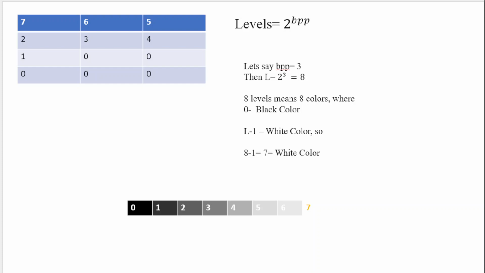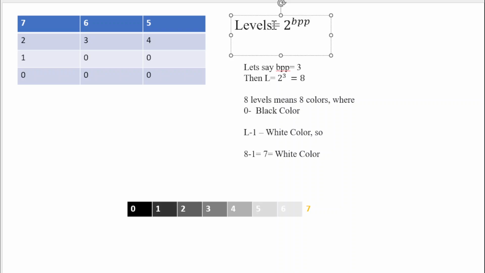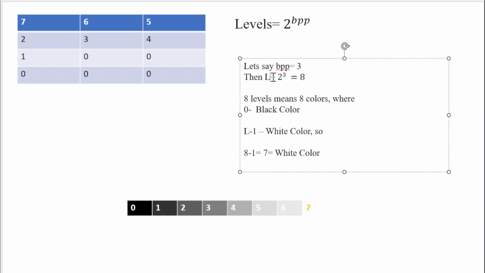So, in this case, it is given that BPP is 3. If 3 bits per pixel are going to represent the image, the number of levels, meaning the number of colors in that image, will be calculated by using the formula levels is equal to 2 raised to the power BPP. So here, when the BPP is 3, levels are 8. With 8 levels, the color black is always recognized by the number 0. So 0 becomes the black color.